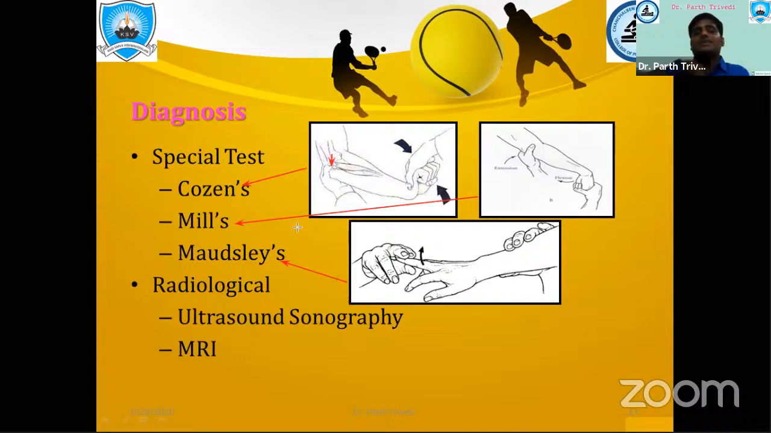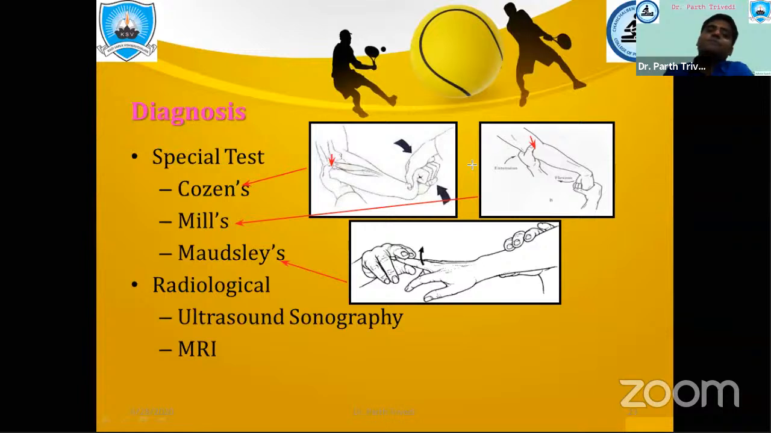Whereas in Mills test, the elbow is extended and you are flexing the wrist. If pain is there over the lateral epicondyle region, it is a positive Mills test. And in Maudsley's test, you extend the middle finger and ask the patient whether the pain is there or not. So what is the difference between Cozen's test and Mills test? Here you are seeing the concentric activity and here the eccentric activity of the muscle.